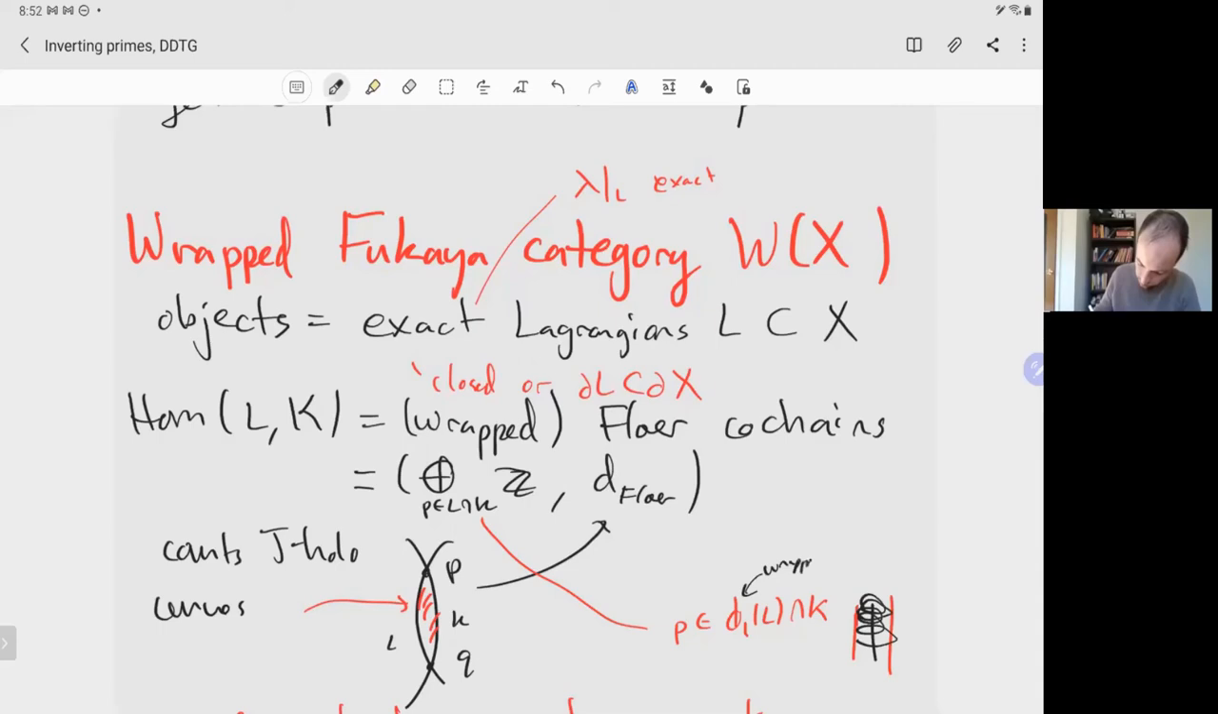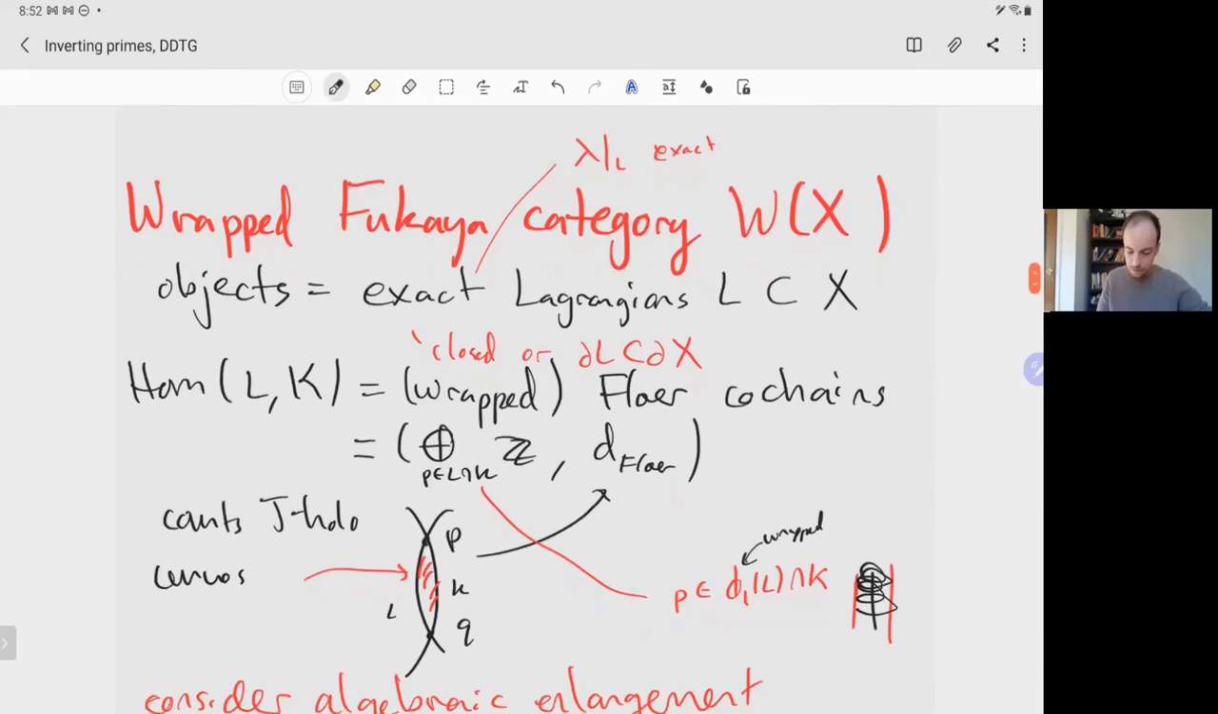So even in the definition of the morphism spaces, you're supposed to apply some symplectic morphism first, and then you will have intersection points. The symplectic morphism looks like you're wrapping at infinity, and that's why it's called the wrapped Fukaya category, as opposed to the usual Fukaya category, where you don't have to apply a symplectic morphism unless you have to ensure transversality. But that's right.